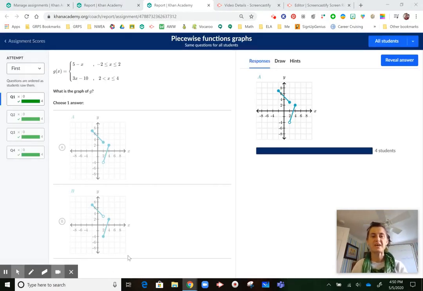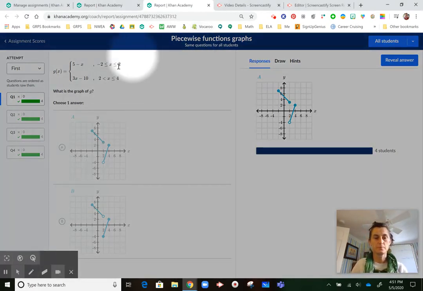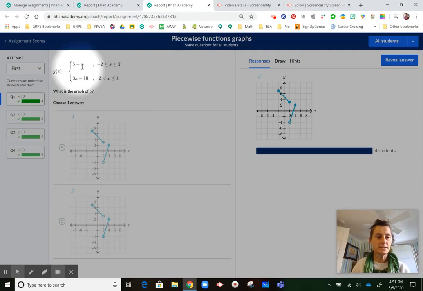Okay, let's look at another part. Here are piecewise function graphs. Here's my function. G of x is 5 minus x in the interval between -2 and 2. But the same function looks like 3x minus 10 when x is between 2 and 4. But be careful with greater than, less than, or equal to. So what is the graph of G?